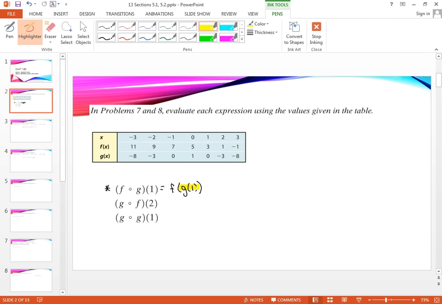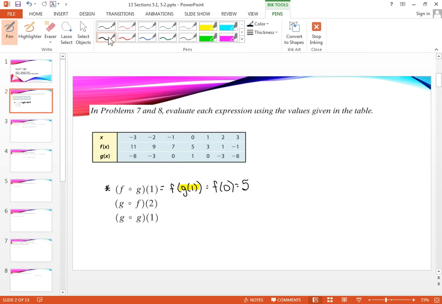Okay, so when x is 1, g of 1 is 0. So g of 1 is 0, and now we need to figure out what f of 0 is. So when x is 0, f is 5. See how I did that? Okay, let's do it again.